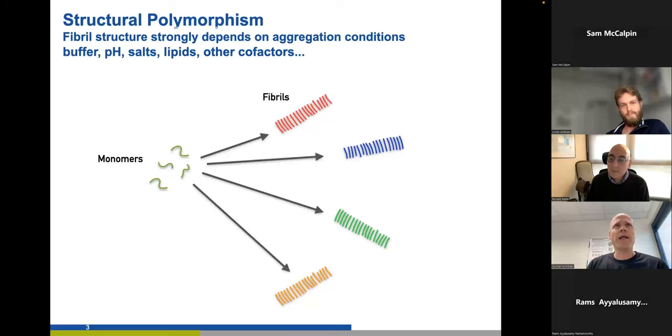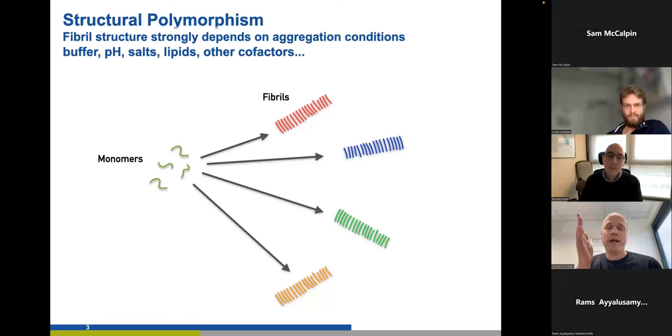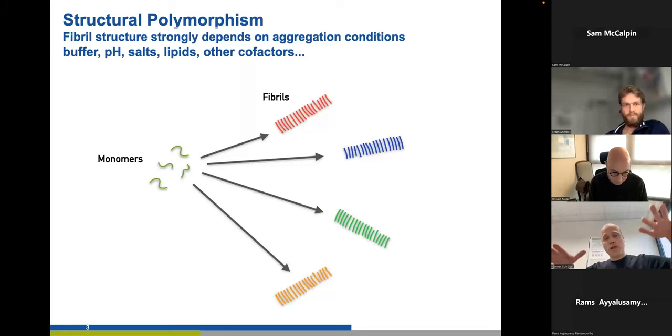And as you heard already, these fibrils can form very different types of structures. This is the structural polymorphism that Runa just mentioned. And that means that fibril structure depends very critically on which aggregation conditions were chosen. So it depends on the buffer, it depends on pH, salts, lipids, and all the other cofactors that are in the soup while the monomer is aggregating. That also means that the energy landscape for fibrils is relatively flat, and only small changes to the environment conditions guide the structure towards different polymorphs.